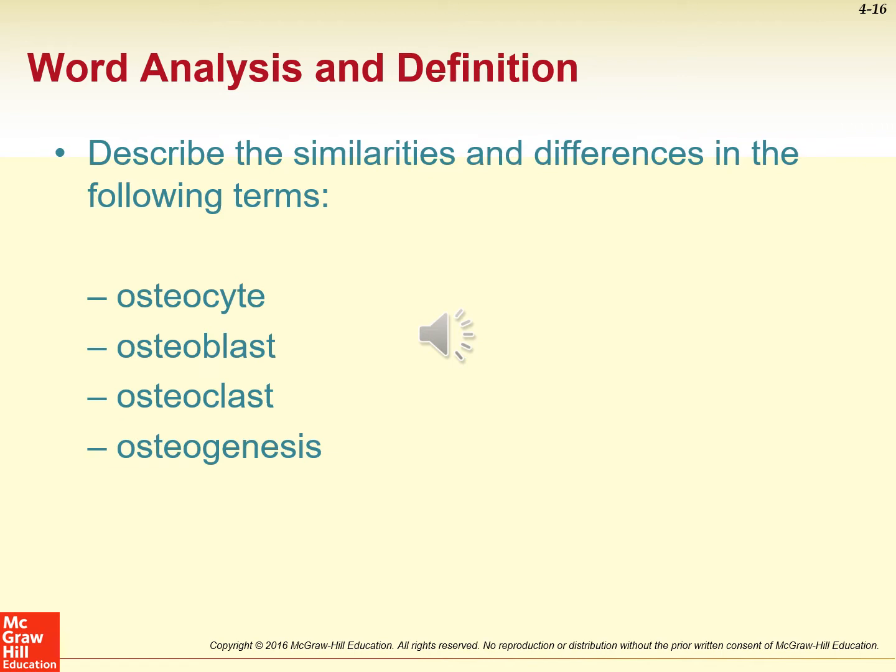The root osteo, meaning bone, is common in all four of these terms. All terms deal with the formation or destruction of bone tissue. An osteocyte is a bone cell. An osteoblast is a bone-forming cell. An osteoclast is a bone-removing cell. Osteogenesis is the process of creating new bone tissue.